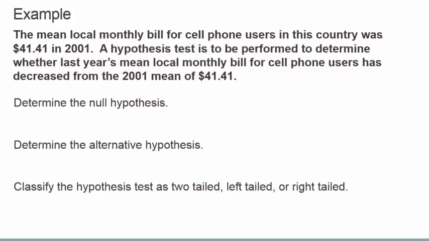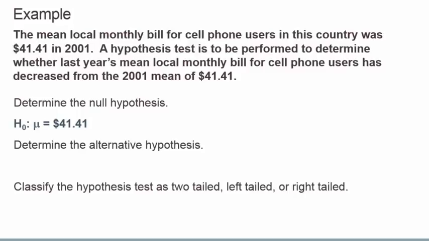We begin with the notation H0. We are looking at the mean local monthly bill, so we want to use mu. H0 is always equal to, and the mean local monthly bill was $41.41. H0: mu equals $41.41.